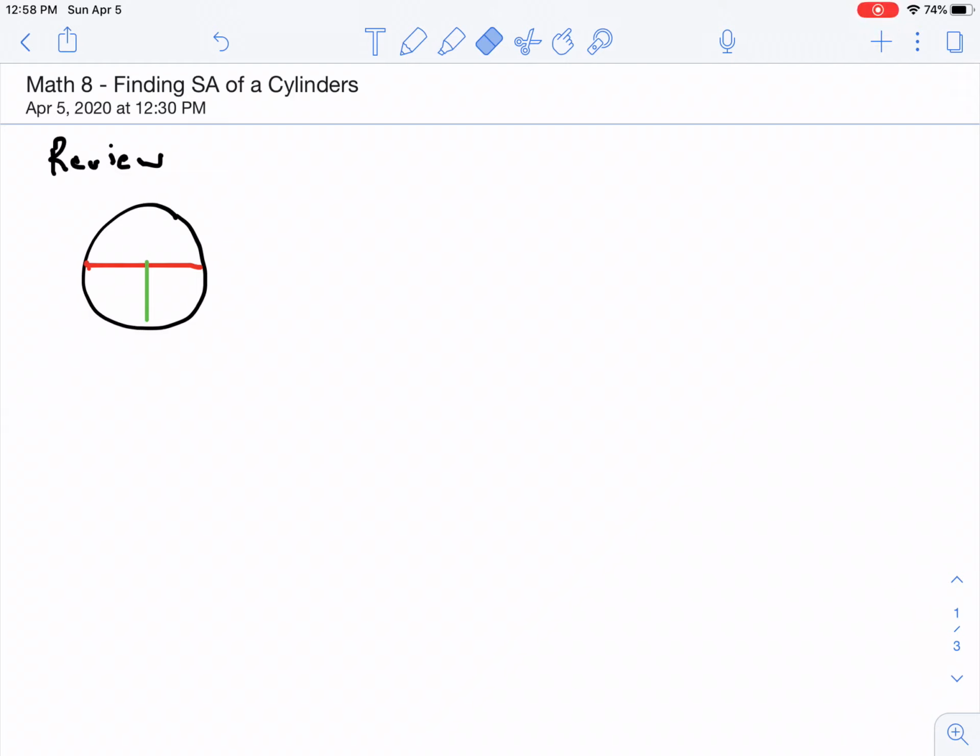Hey guys, I just wanted to take a second and give you some help on finding surface area for cylinders. So before I get started, I just want to tie into a couple of things. The first thing is reviewing a couple of these terms or names.